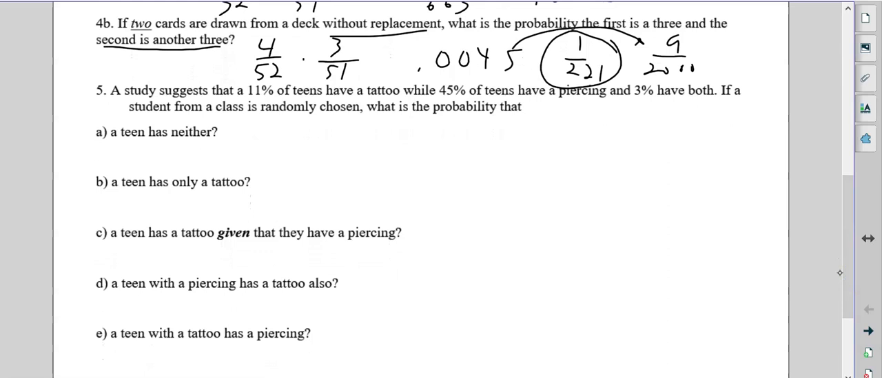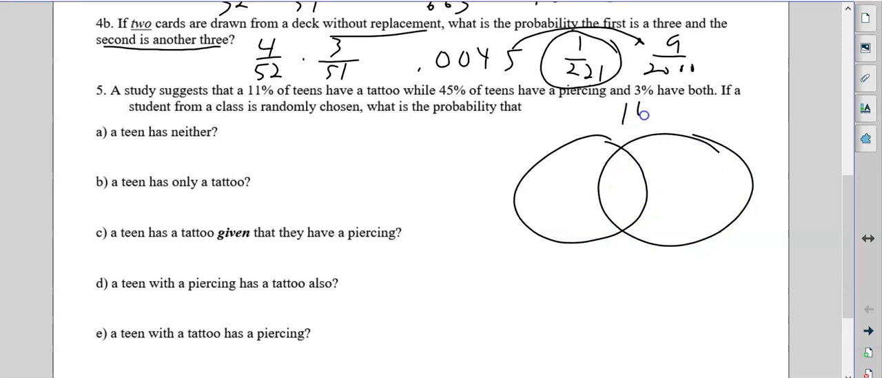All right, a study suggests that 11% of teens have a tattoo, while 45% of teens have a piercing and 3% have both. So we're going back to our Venn diagram. All right, we have 100% here. We know 3% is in the middle. We're going to put tattoos over here and piercings over here. So if 11% have a tattoo, 11 minus 3 is 8. 45 have a piercing, so 45 minus 3 is 42. If you add all those up and subtract, it leaves 47 that have neither. Okay, because these add up to 53, right?